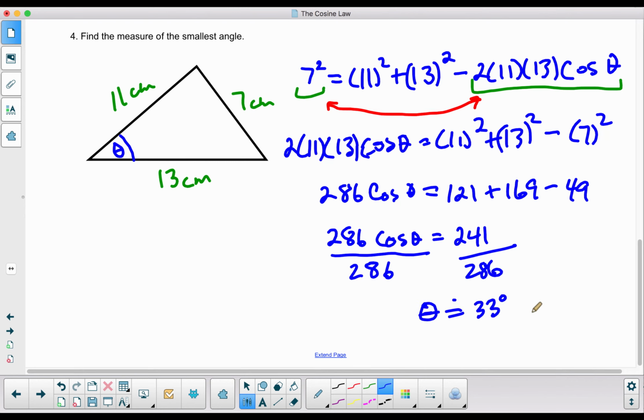Okay, so hopefully we got the same answer, 33 degrees in this triangle. Okay, that's it for cosine law.